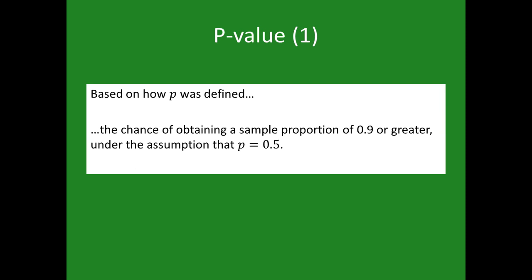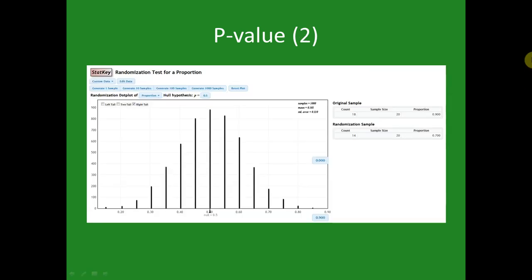But since we defined p the way that we did, and then we got the hypotheses where the alternative is p is greater than 0.5, that's why it's the chance of obtaining a sample proportion of 0.9 or greater. That's why it's going to be a right tail, because we have that greater than in the alternative hypothesis. And then, since you compute the p-value under the assumption that the null hypothesis is true, we would be assuming that p is 0.5. There's a screenshot of the p-value.